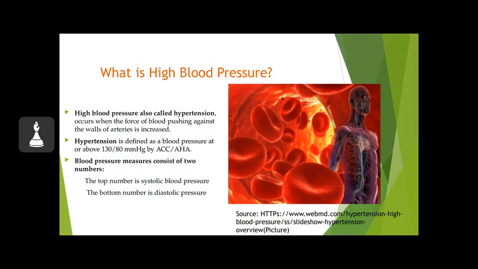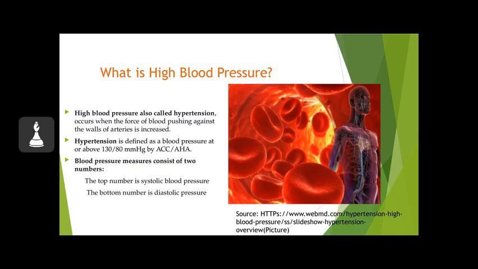High blood pressure, also called hypertension, occurs when the force of blood pushing against the wall of arteries is too high. As you can see in the picture, the force of blood presses against the wall of arteries, and arteries carry blood from the heart to other parts of the body. When the force of blood is too high, the heart has to work harder. Over time, this can cause serious damage to the arteries.